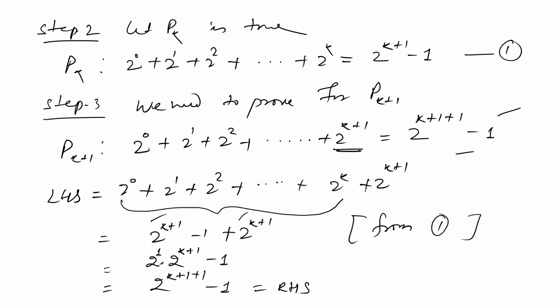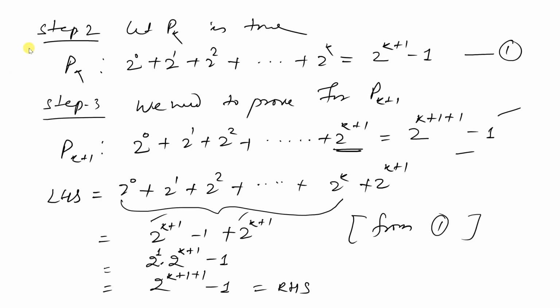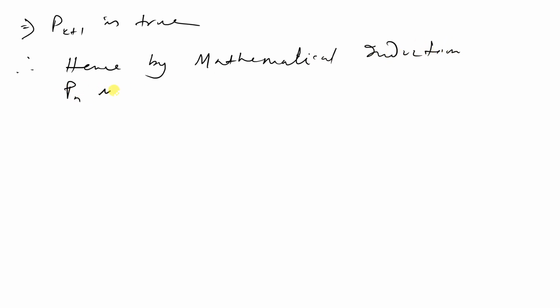Now in the last one, you write down P(k plus 1) is 2 to the power k plus 1 plus 1 minus 1. Hence, by mathematical induction, Pn is true. Done.